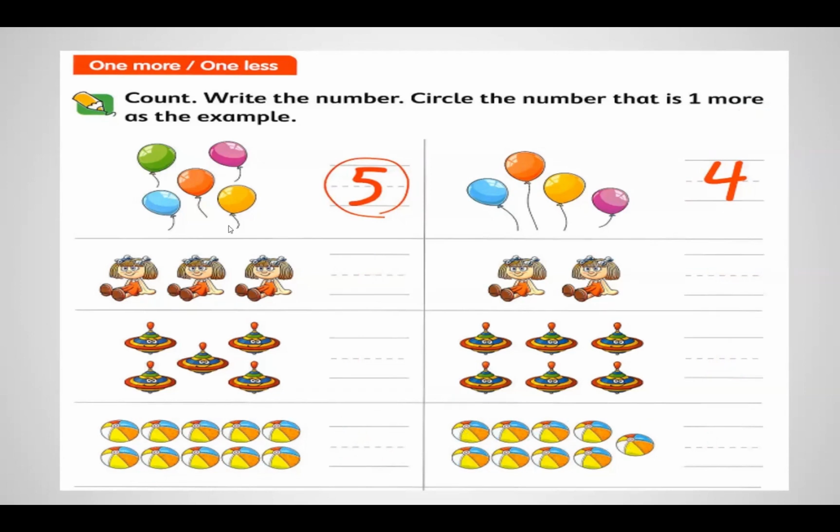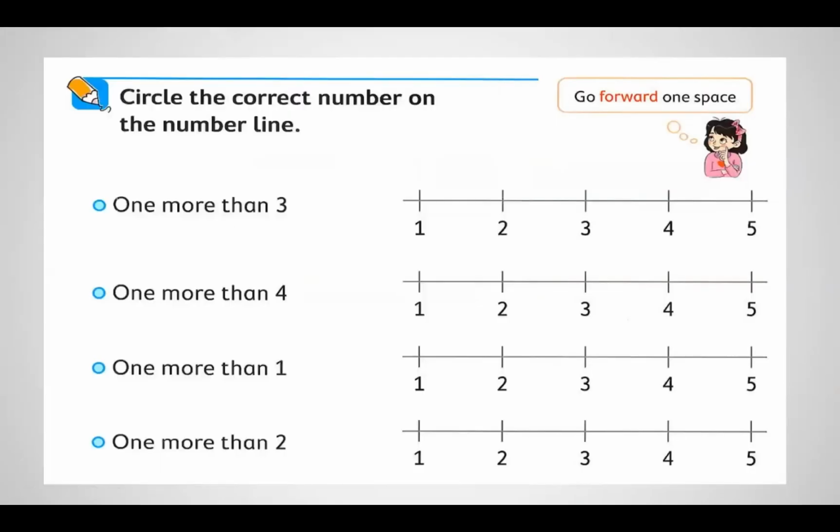Let's solve this exercise together. Circle the correct number on the number line. If I want to circle 1 more than 3, so go and stop on number 3, here. I need 1 more, so more than means bigger, so I'm going to move after. So what is after 3? Yes, it's 4. It means that I'm going to put a circle on 4. So what is 1 more than 3? It's 4.